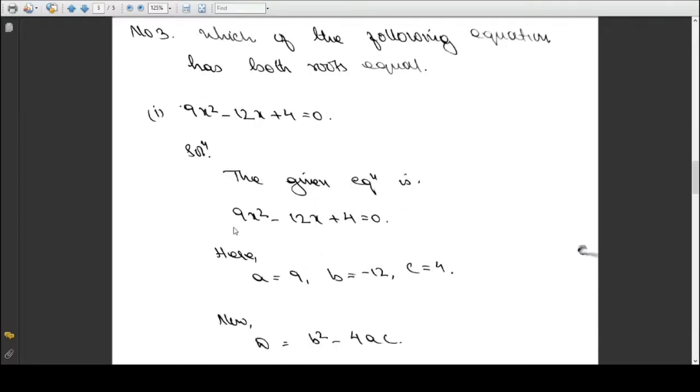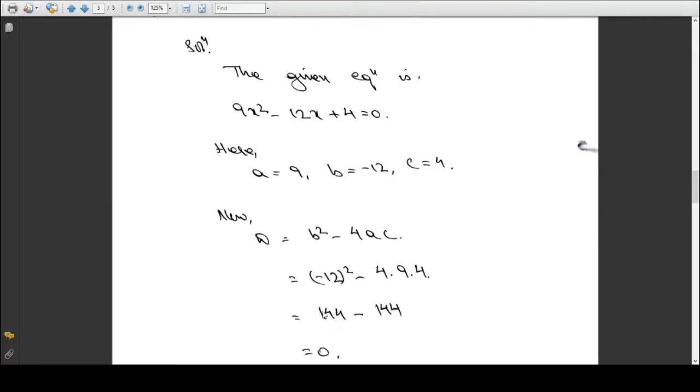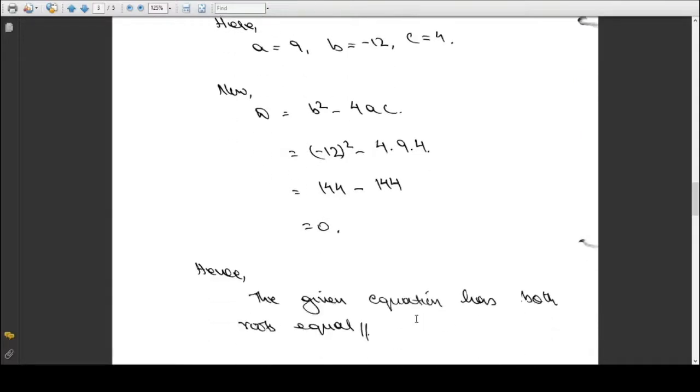Here we will be finding the values of A, B and C. A is the coefficient of x squared, which is 9, B is the coefficient of x, which is minus 12, and C is the constant, which is 4. Now using again the same formula, B squared minus 4AC is minus 12 squared minus 4 times 9 times 4. You'll get 144 minus 144 is 0. Therefore, the given equation will have both of its roots equal, isn't it?